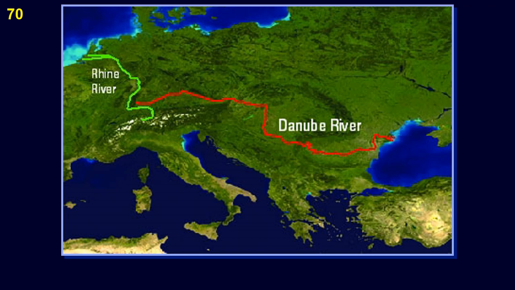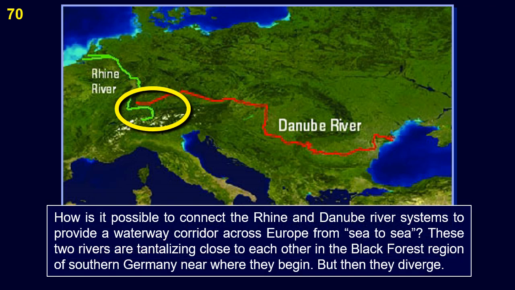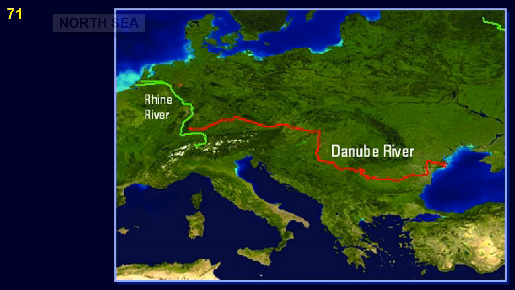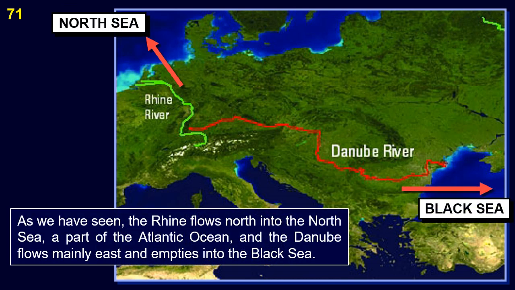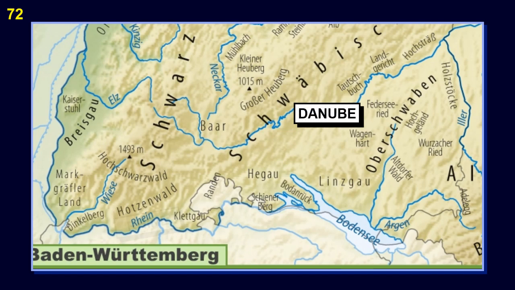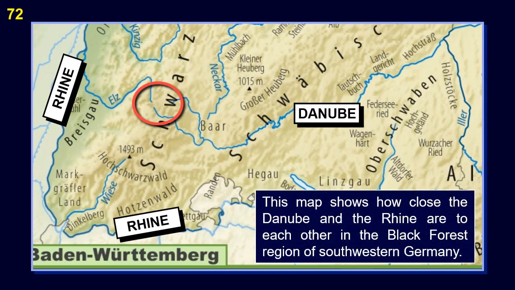How is it possible to connect the Rhine and Danube river systems to provide a waterway corridor across Europe from sea to sea? These two rivers are tantalizingly close to each other in the Black Forest region of southern Germany, near where they begin, but then they diverge and go in opposite directions. As we have seen, the Rhine flows north into the North Sea, a part of the Atlantic Ocean, and the Danube flows mainly east and empties into the Black Sea. This map shows how close the Danube and the Rhine are to each other in the Black Forest region of southwestern Germany.